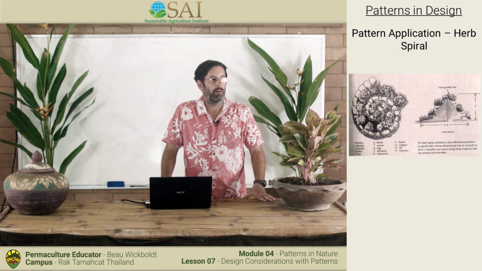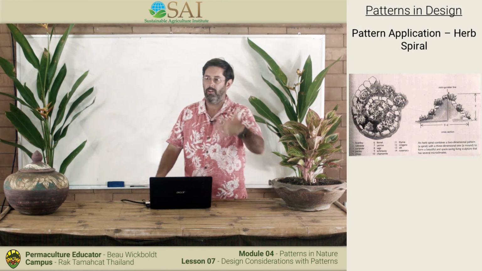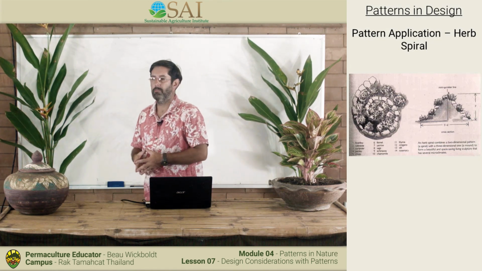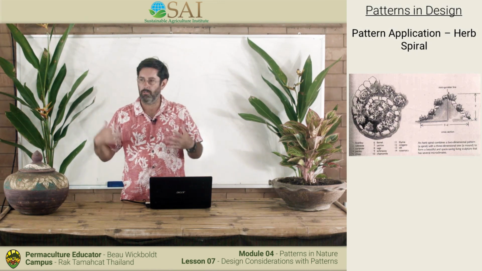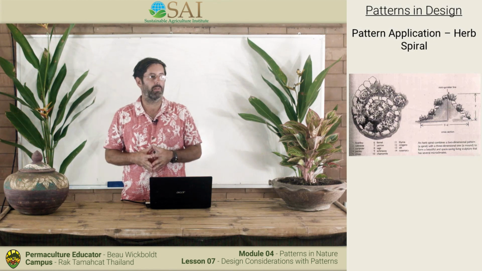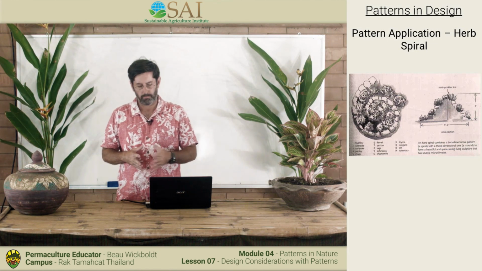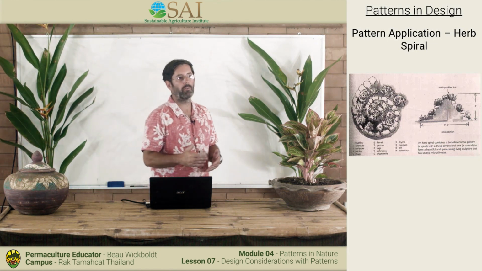So people start to take applications. They see these patterns. They have that way of looking at it. Herb spiral in permaculture is very famous. It's a pattern application. So we take the spiral. We say, well, what if we were to build a garden bed and model it on a spiral? And here, what do we get? We get a vertical aspect.